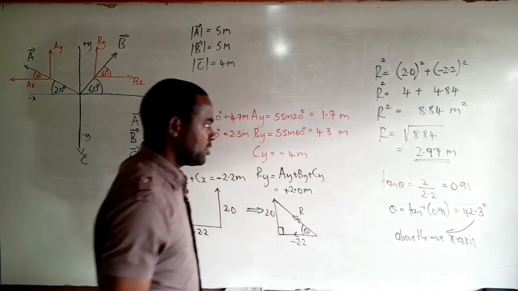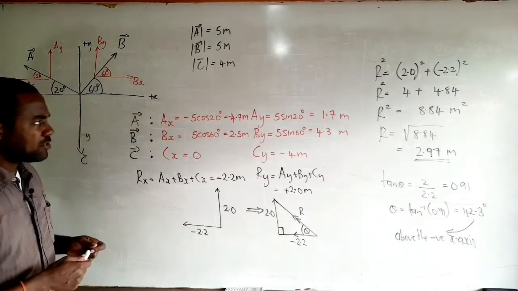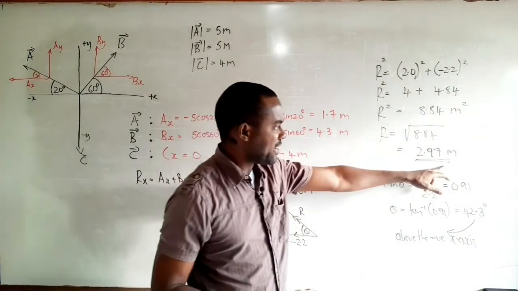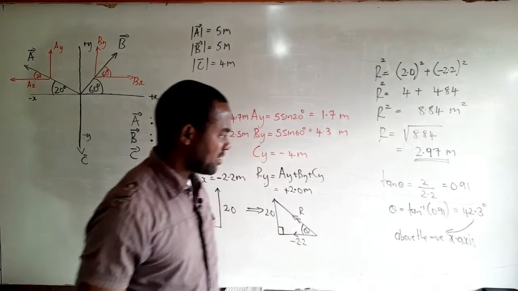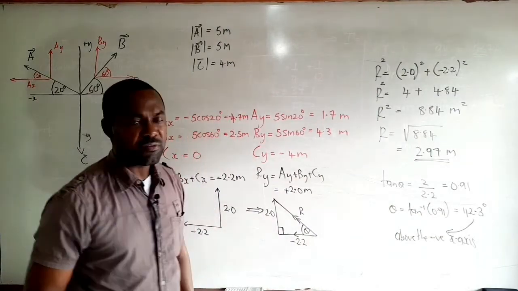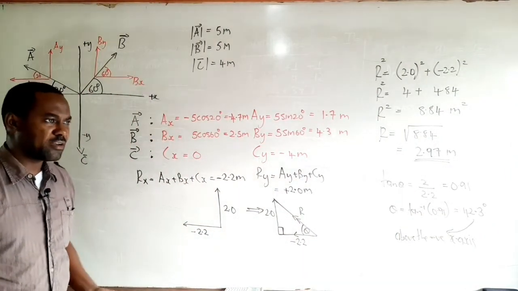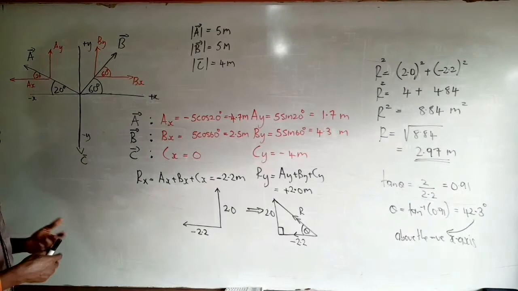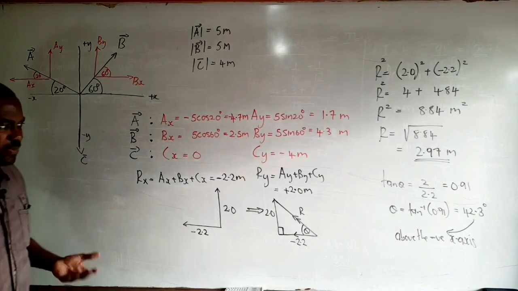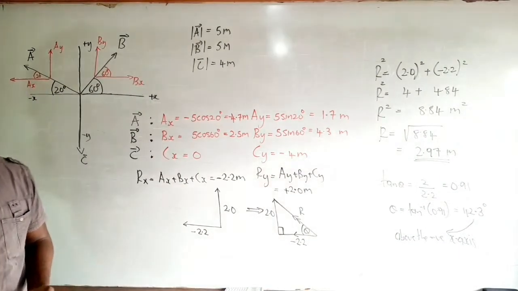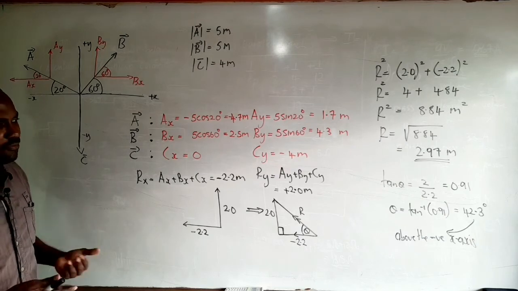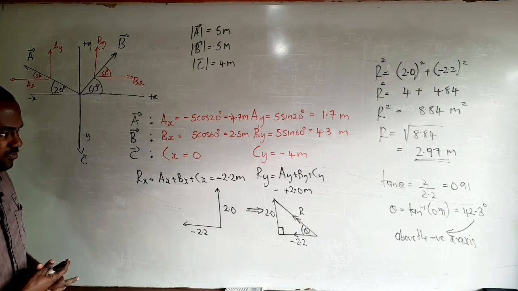Right? So therefore, our resultant displacement is of magnitude 2.97 meters, and it acts at an angle of 42.3 degrees above the negative x-axis. So we managed to find not only the magnitude of our resultant displacement, but the direction as well. And we've expressed that direction as requested in terms of being above the negative x-axis.